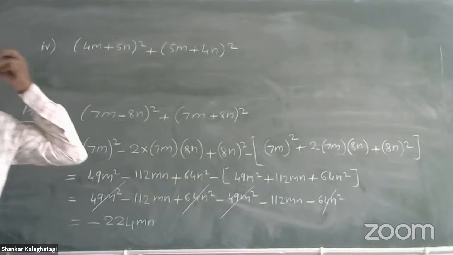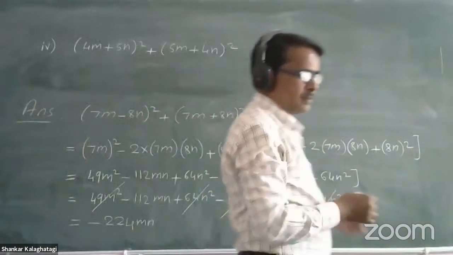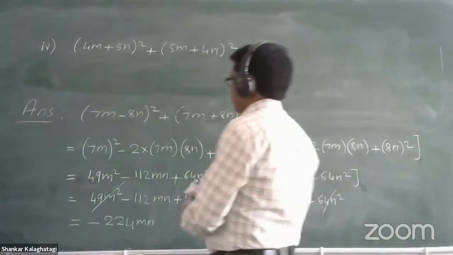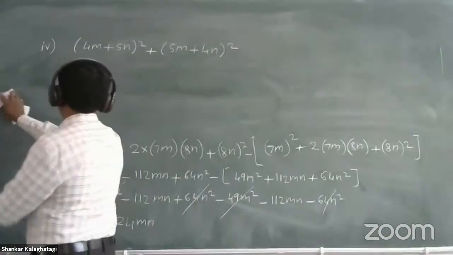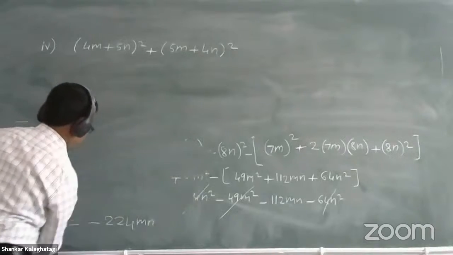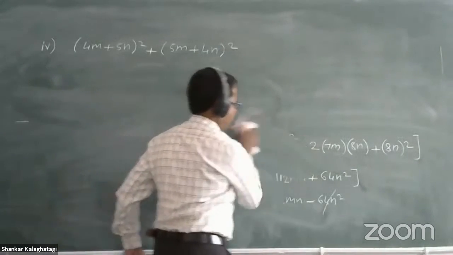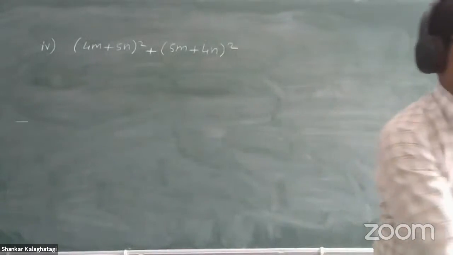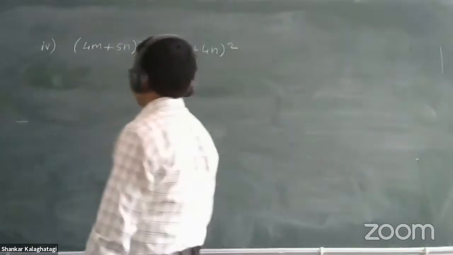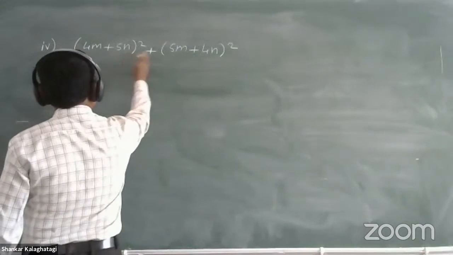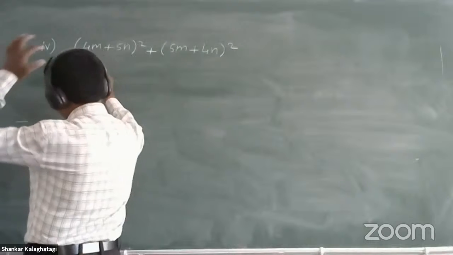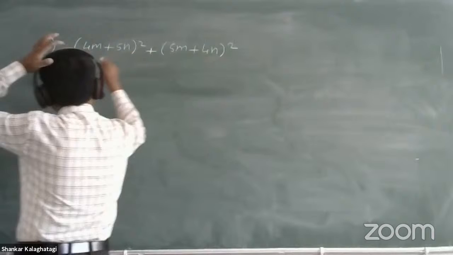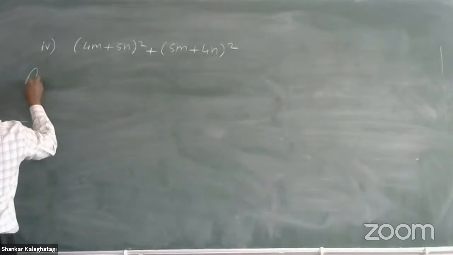Yes sir. So now can you complete this? Be fast, students. Which identity do you use? First one, (a + b)². This is also (a + b)². Don't get confused here: 4m plus 5n, here 5m plus 4n is there. Okay. Answer.